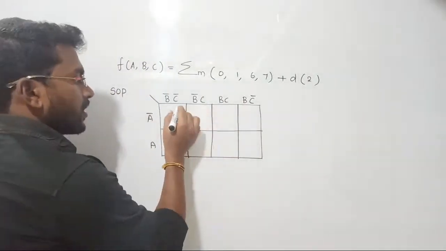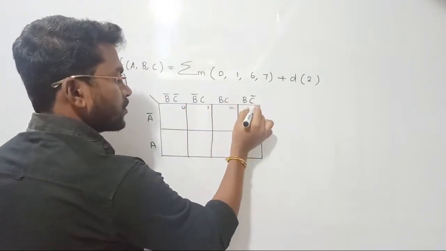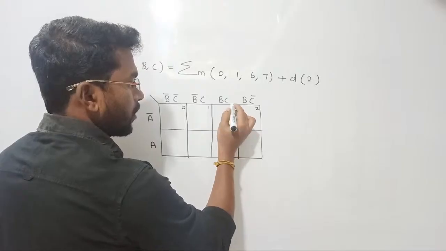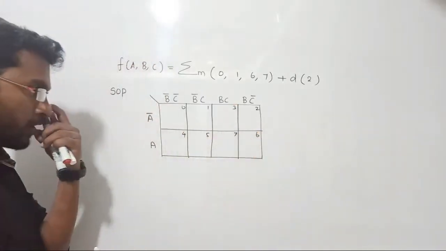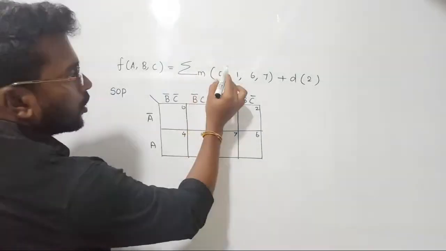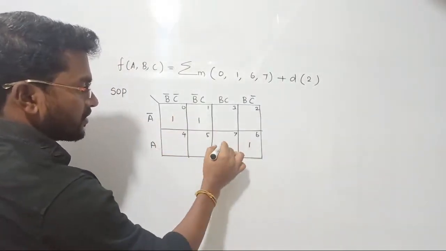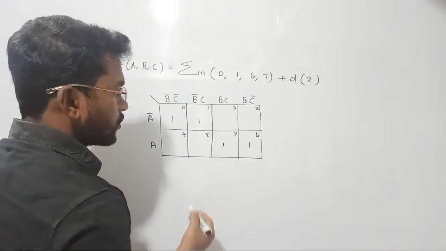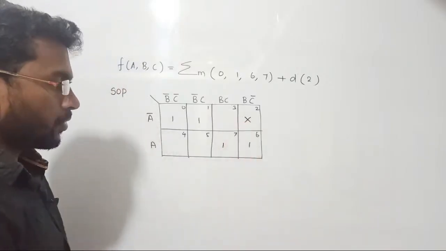The cells are numbered 0, 1, 2, 3, and then 4, 5, 6, 7. This is the order, and we know these things already. Now let us register the given variables: 0, 1, 6, 7. Where is 6? Here. 7 is here. The don't care is 2, and this is our don't care. Now let's group.